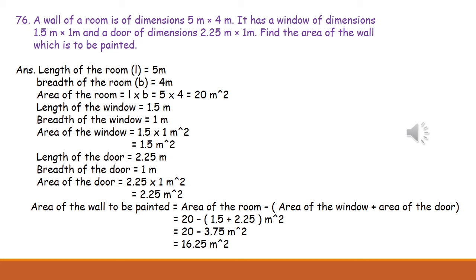So here we are using the same formula because all three things, like wall, window and door, are rectangles. Okay.